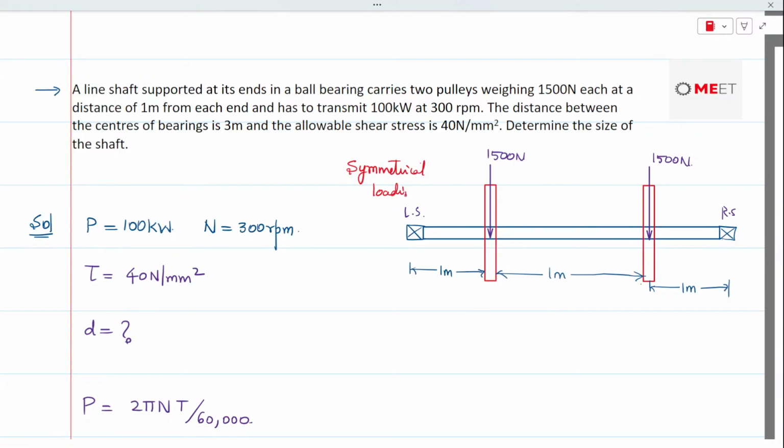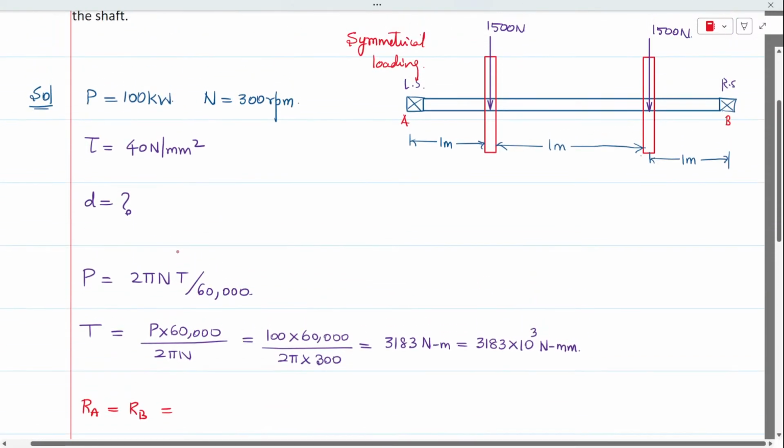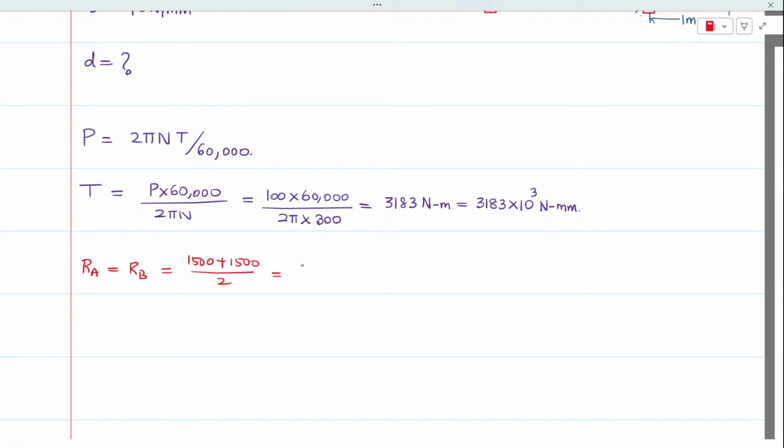You should always try to take advantage of a symmetrical loading situation. Unnecessarily, don't try to calculate the reactions. Let's see what the reactions at A and B would be. RA is equal to RB, that is total load, 1500 plus 1500, divided by 2, which is 3000 by 2, which is 1500 once again. This is straight away due to symmetrical loading conditions.